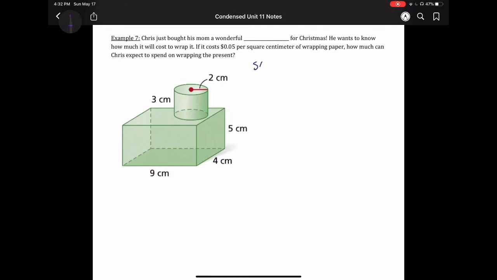So I have the surface area of the rectangular prism. The first thing I want to notice is that because it's a rectangular prism, I have 2 bases, and then I have 2 sets of congruent faces. So I have, let's say, 2 9 by 5 faces, and I have 2 9 by 4 faces.